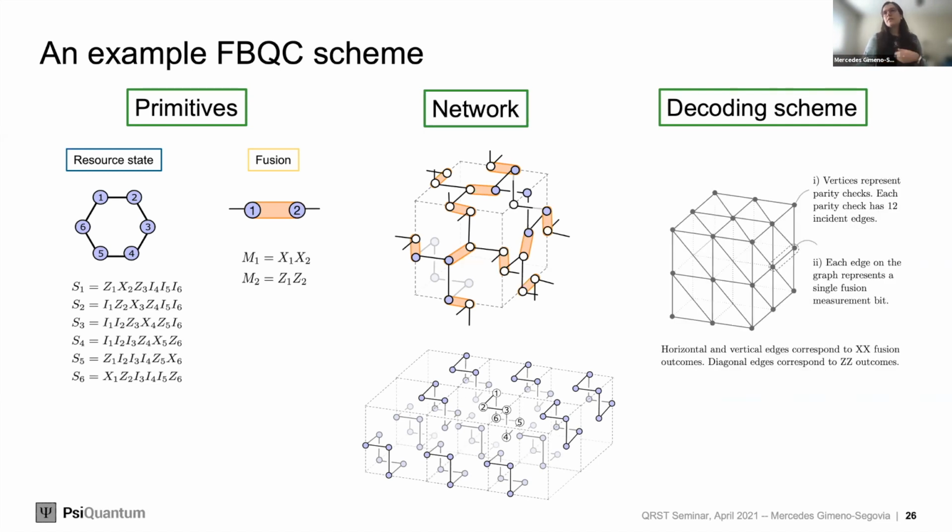And finally, you have a decoding scheme which is related to your network. The decoding scheme is described here as a syndrome graph, which is then decoded by minimum weight perfect matching, union find, or whichever decoder you want to use. The vertices represent the parity checks of your code, and they have many incident edges, and the edges of the graph represent the single fusion measurement outcomes. So this basically tells you what is the data structure that you need to process in order to tell if there has been an error in your qubit or not.